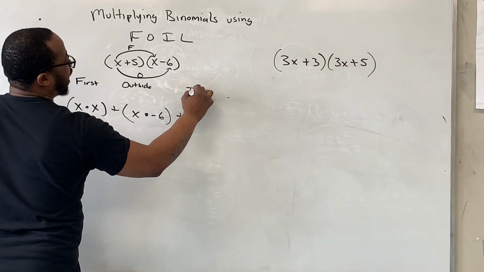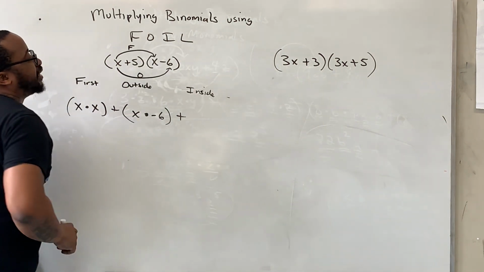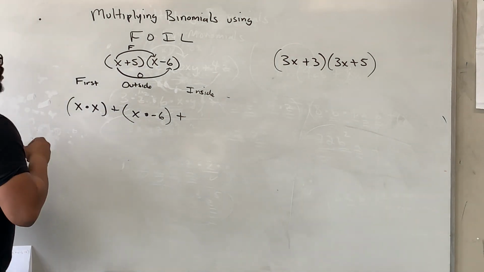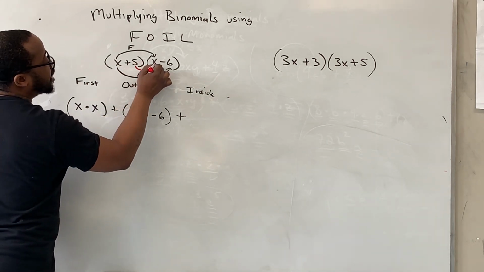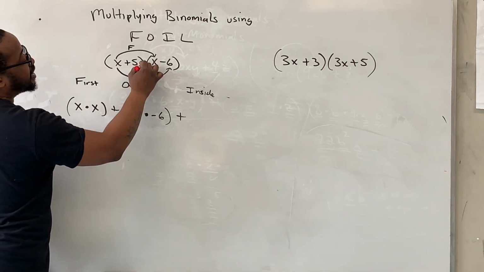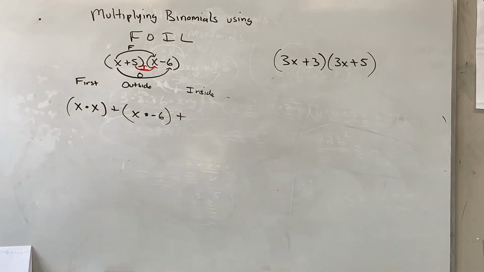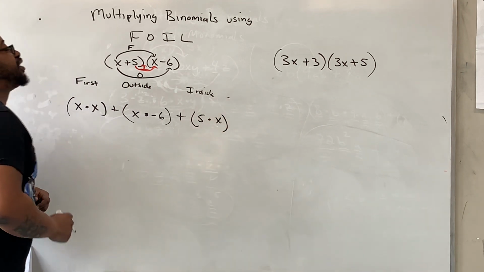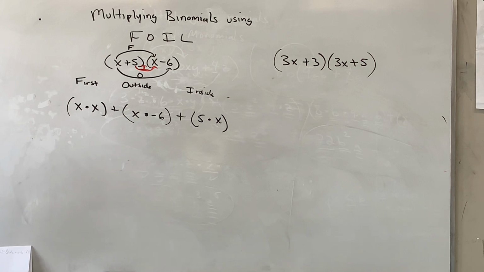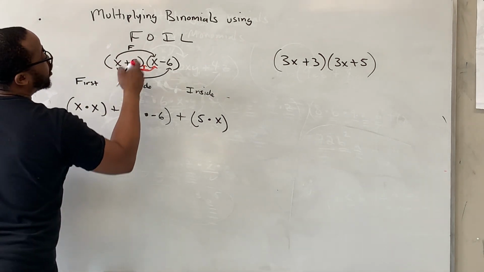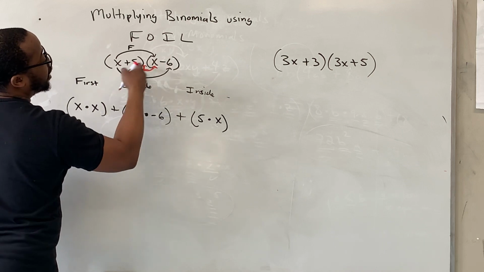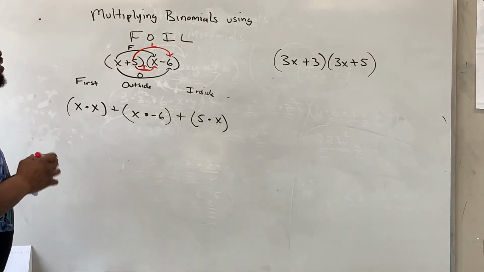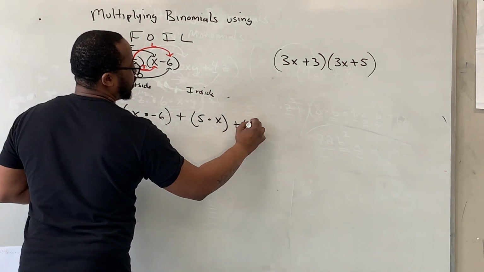Now inside, which is the I, is going to be, and I'm going to use a different color here, I'll use red. Inside would be the inside two numbers, so this 5 times this x, that would be the inside. Five times x. And now the L stands for last, which would be the two last numbers in both of the parentheses here. So this would be the L, and that would be 5 times -6.